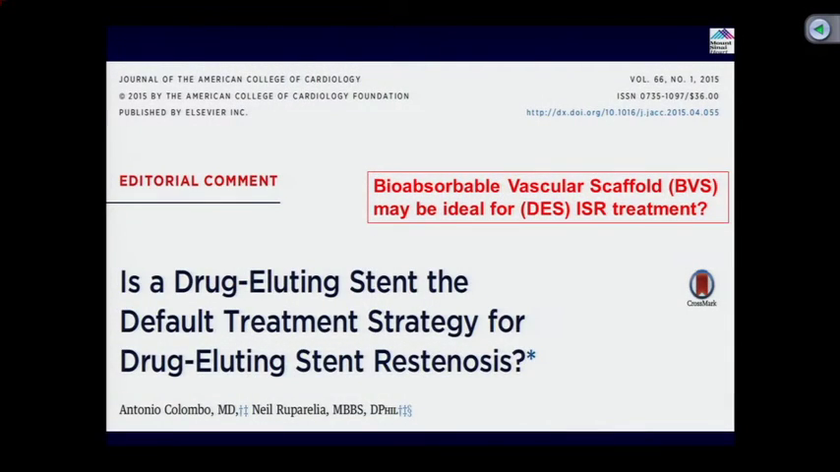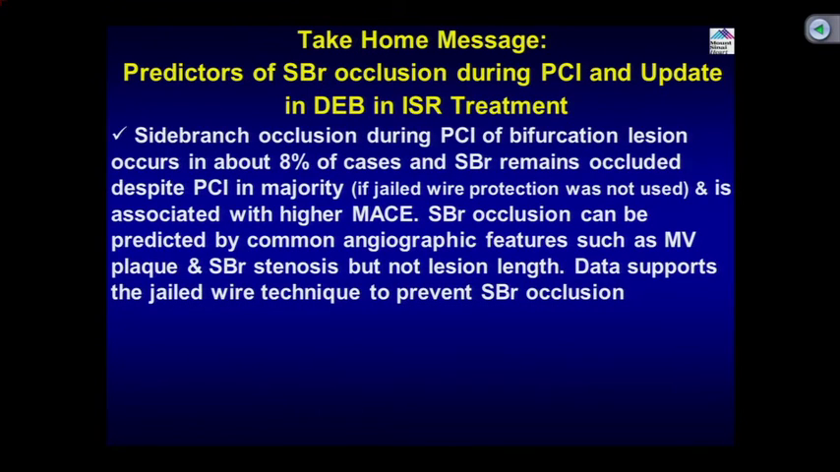If we can go back to our slide set with the take-home message of today: the predictors of side branch occlusion and the update on the drug-eluting balloon for ISR. The side branch occlusion during PCI of bifurcation lesion occurs in about 8 to 10% of cases and remains occluded in the majority if jailed wire protection was not used, and is associated with higher MACE.